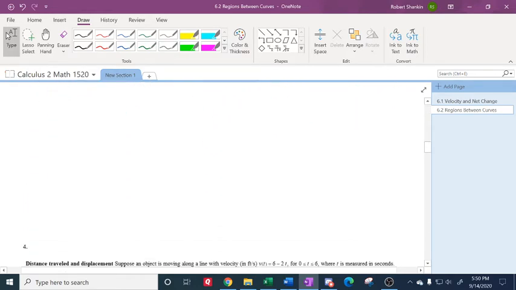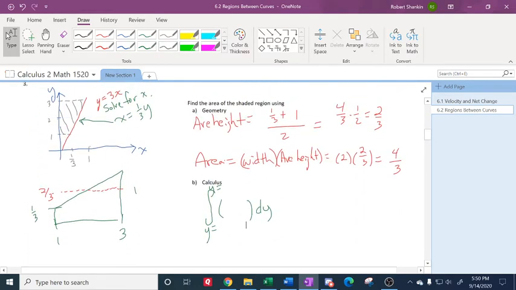This is going to work just the opposite. We're going to solve for x, x equals 1/3 y, and that is going to go in for the x right here, 1/3 y dy, and then the y goes from 1 to 3.